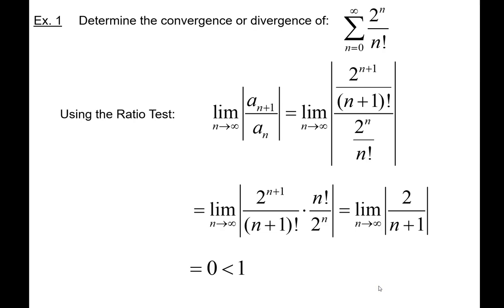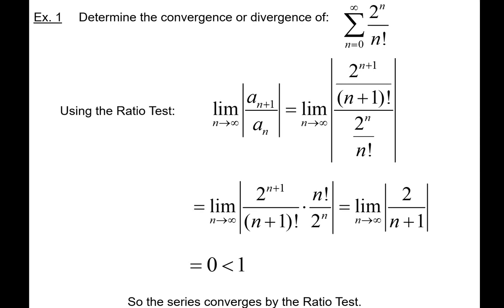Hopefully you see that that's 0. And since that's less than 1, that tells us that this series converges by the ratio test. Remember, I always want you to give me a reason for how you know it converges, what test you use. You don't have to say absolutely here because this series didn't include any negative terms. It wouldn't be a problem if you said it, but it's just not necessary.